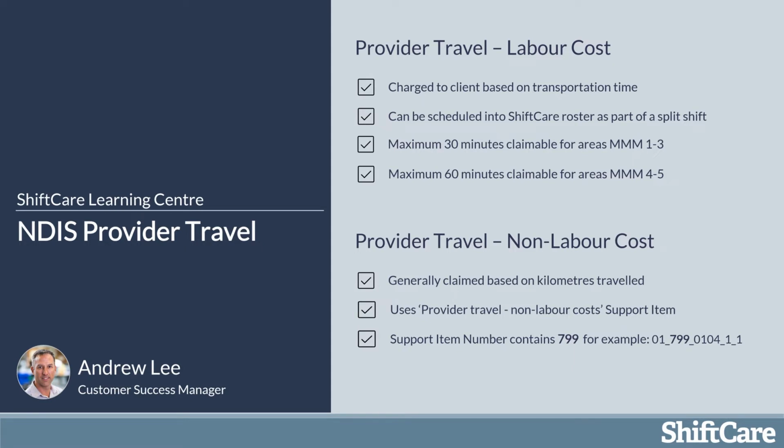There's also the non-labour cost component of a shift. This is generally based on the kilometres that have been travelled, and it uses the provider travel non-labour cost support item, which generally contains the 799 number within the reference, and there's an example code there. So when you're doing your provider travel, you can actually combine the labour cost and the non-labour cost components within a shift. So you might want to charge for the travel time, but you might also want to bill the client and also pay your staff for the kilometres that are being travelled on that shift. So we'll show you how to set those up within ShiftCare and how they look within the rostering.